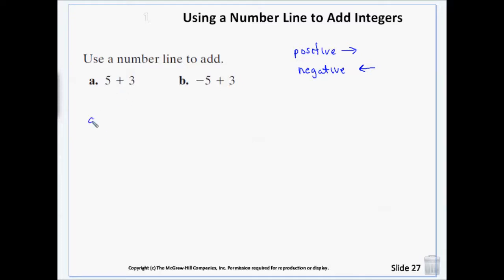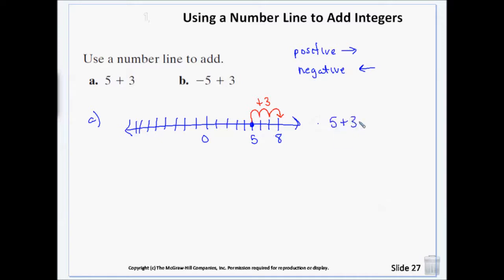So if you're going to use a number line to add, what you do is you have to create a number line. And you don't have to label everything, but you start with your first number. So 1, 2, 3, 4, 5. We're going to start with 5. And we're adding 3 to that. So from where we start, I'm going to go 1, 2, 3. So that's adding 3. And that took me to 6, 7, 8. So 5 plus 3 equals 8.